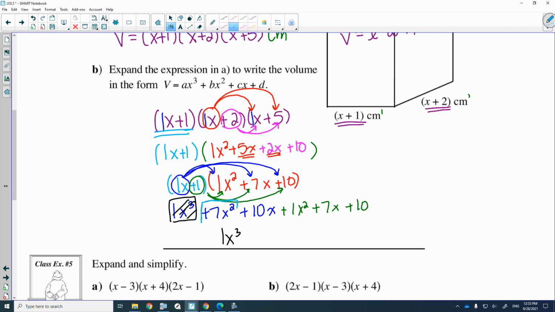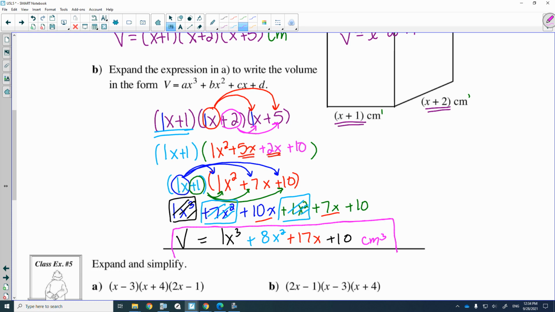Let's put our x squareds together. So I've got 7 and 1, 8x squared. How many x's? 17. I've got a 10 and a 7. And what would my constant be? Plus 10. Because this is an actual volume question, at the beginning put volume is equal to, we've got the expanded expression, and let's end it with centimeters cubed.